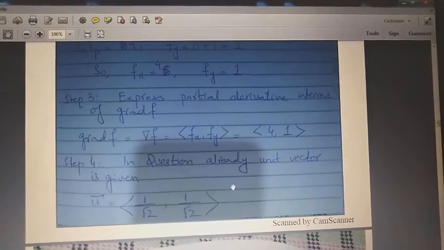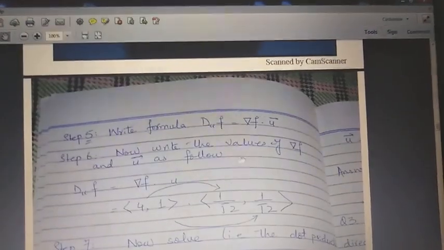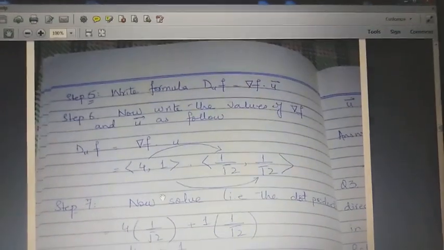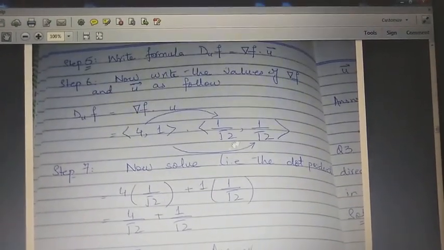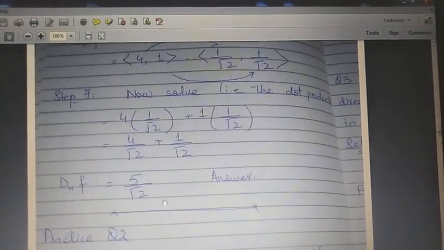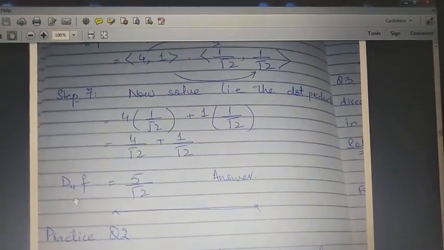Step 4 is to find a unit vector, but here the unit vector is already given to you. Step 5, you will write down the formula. In step 6, you will do the dot product. 4 will be multiplied with 1 upon square root 2. Positive sign, 1 will be multiplied with 1 upon square root 2. Take the LCM and the final answer is 5 upon square root 2, which is the directional derivative of the given function.